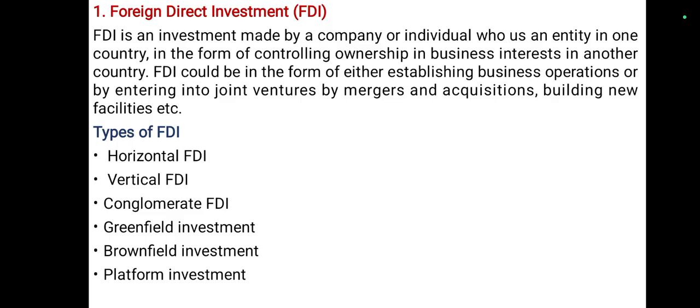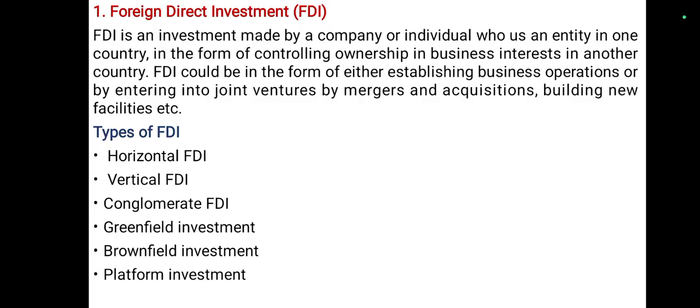Next, foreign direct investment. Foreign direct investment is an investment made by a company or an individual, an entity in one country, where they take control of ownership in business interest in another country. That is when other countries purchase the factors of production. Factors of production are land, labor, capital, organization. So foreign direct investment is when we invest in other countries, or other foreign countries invest in us or take control of the factors of production.